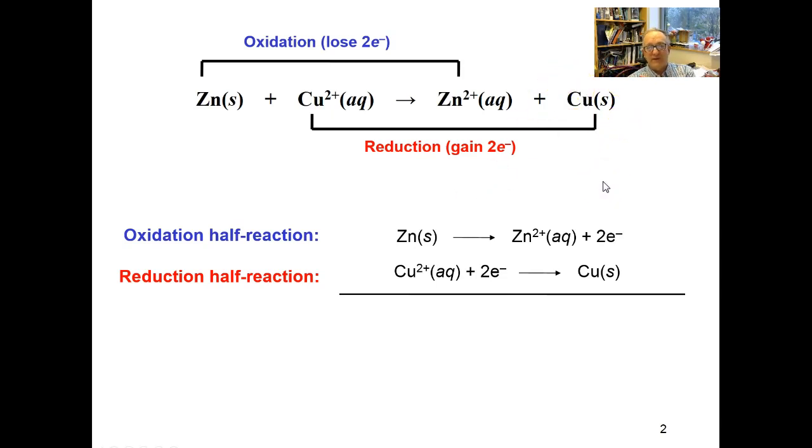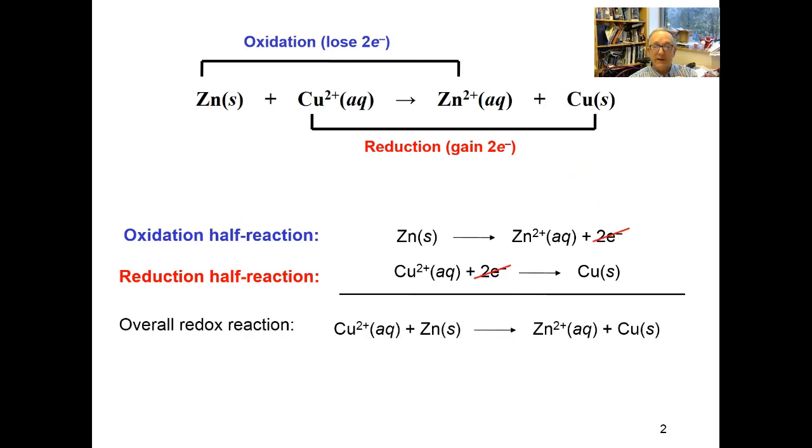So we have 2 electrons in the zinc reaction there on the product side, and 2 electrons in the copper half reaction that's on the reactant side. So they're going to cancel out. And so we add everything together, and the overall redox reaction is what we saw at the top, except I've reversed the order of them. Copper 2 plus aqueous plus zinc solid makes zinc 2 plus aqueous plus copper solid.